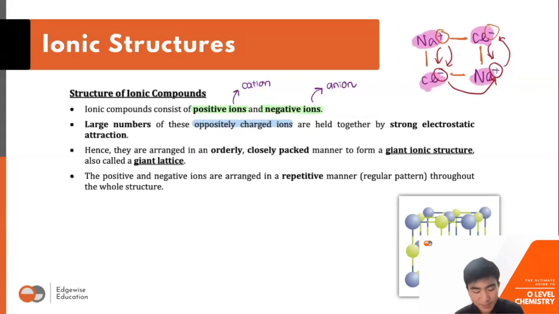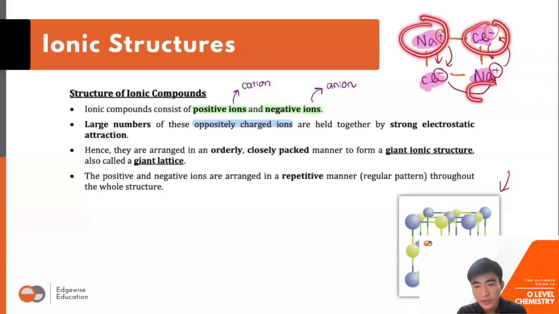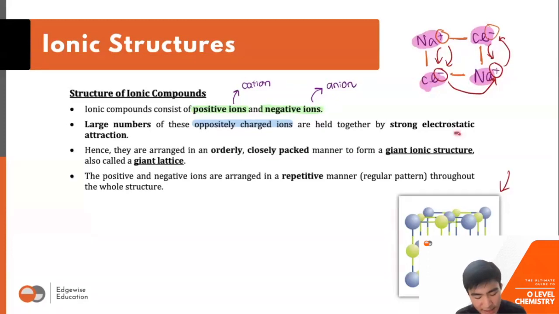Now, look at this picture over here, the one at the bottom. You can see clearly that there's blue, there's yellow. The blue and the yellow are alternating. That means you have one sodium, one chloride, one sodium, one chloride, etc. And that is exactly the reason why the ionic structure looks like this, because of the electrostatic attraction. The strong electrostatic attraction means that they are arranged in an orderly and closely packed manner.